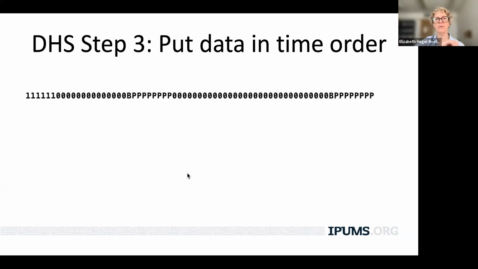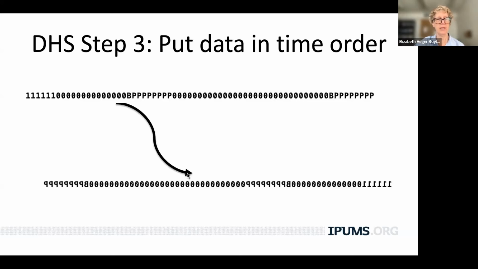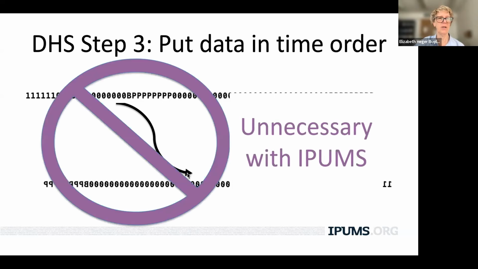So it seems like the birth is happening before the pregnancies. And so in the original DHS data, you have to take the data and reverse it, turn it around. But that, again, is not necessary in IPUMS DHS because the data is already in the correct sequential order. Okay, so those are the things you don't have to do.